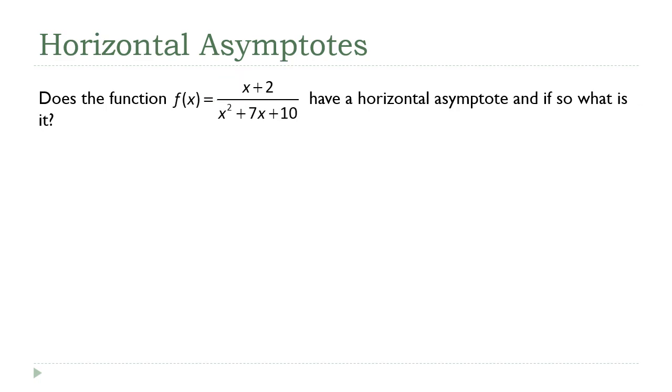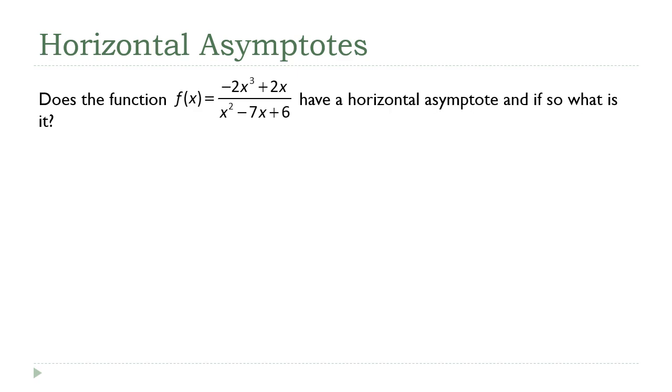So how about this one? Does this have a horizontal asymptote? Well, again, we're looking at the degrees. The degree of the numerator is 1. The degree of the denominator is 2. The denominator is bigger, so this graph is going to have a horizontal asymptote at y equals 0. And it really is that simple. Compare the degrees. There's our answer.